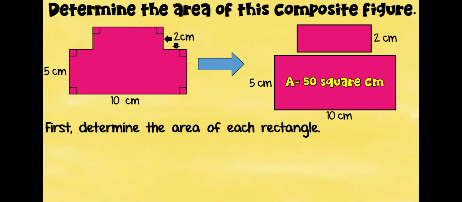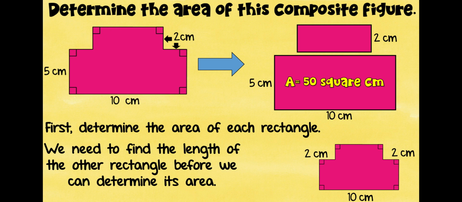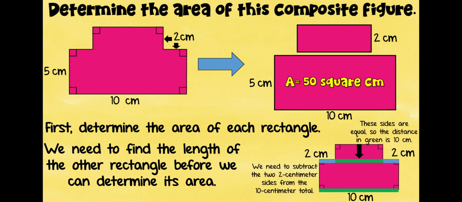So once again, if I had 10 and I take 2 away from each end, 10, take away 2, take away 2. What does that leave me with for the middle part?